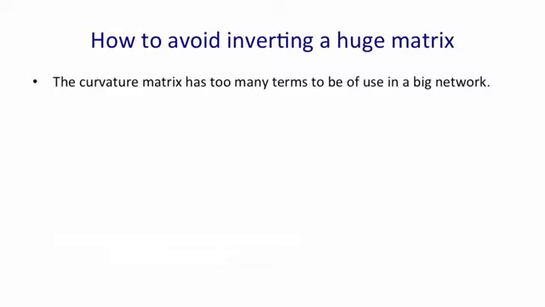So we have to deal with the curvature. We can't just ignore it. And we'd like to deal with it without actually inverting a huge matrix, because the matrix has too many terms in a big neural net.